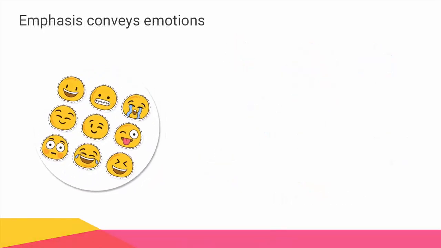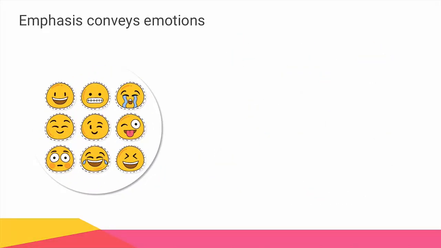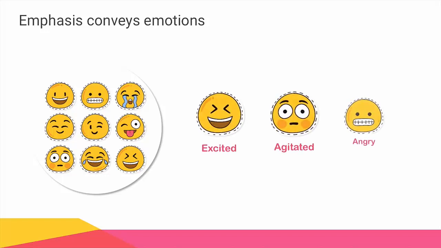Emphasis also conveys emotions. When a person places greater emphasis on something or uses emphasis frequently, it can indicate that they are excited, agitated, or angry. Now, how do you find out which one? A person's non-verbal signals, such as body language and expressions, will help you to decipher their mood.